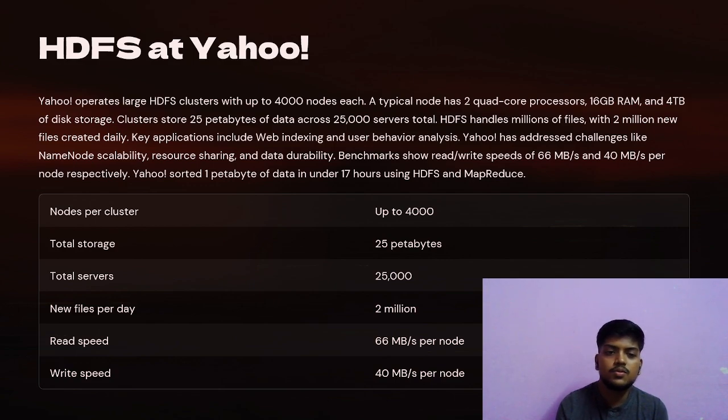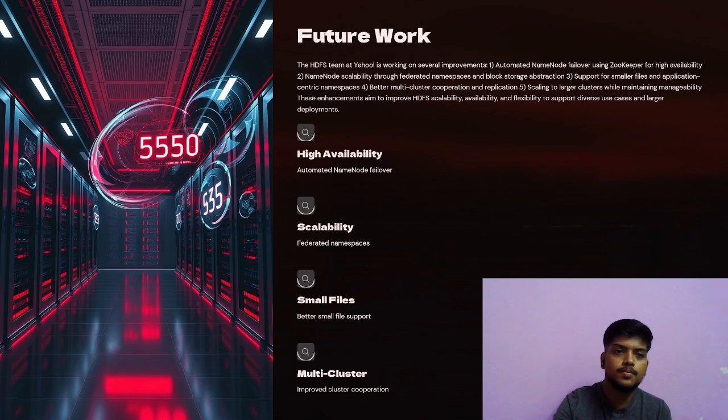Nodes per cluster: up to 4,000. Total storage: 25 petabytes. Total servers: 25,000. New files per day: 2 million. Read speed of 66 MB/s per node. Write speed of 40 MB/s per node.